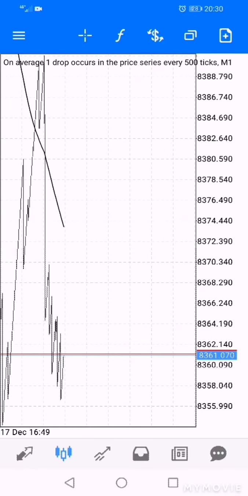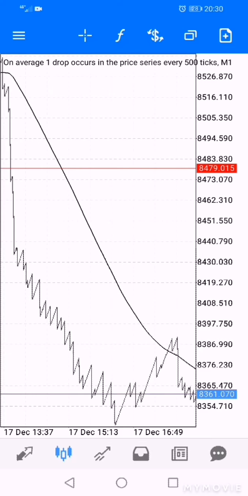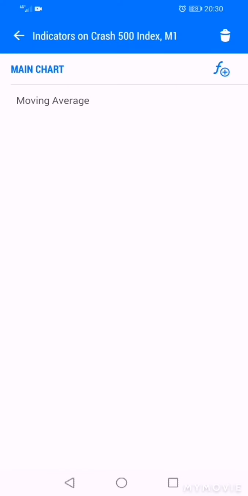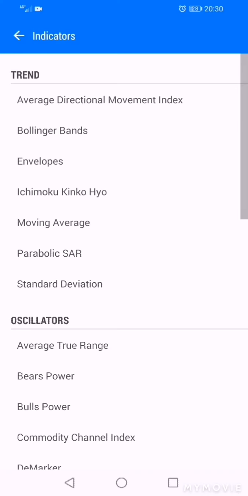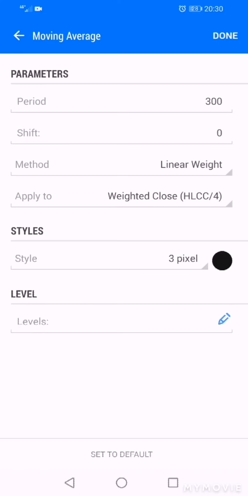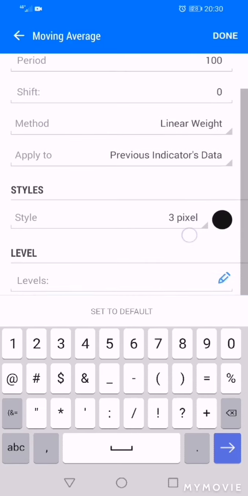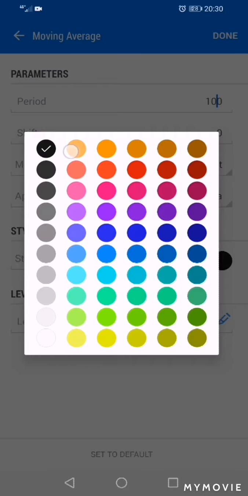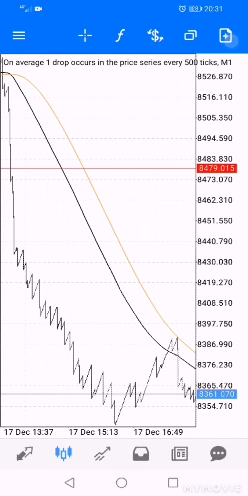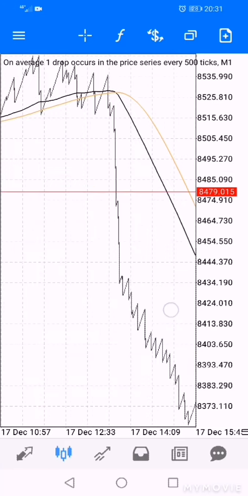And then again, you go to that little F again. You say main chart, you go to moving average. Your period is 100, shift 0, method linear weight, apply to previous indicator's data. Your style is 3 pixel, and then your color is gold, but you can choose any other color of your choice, and that's what I have.